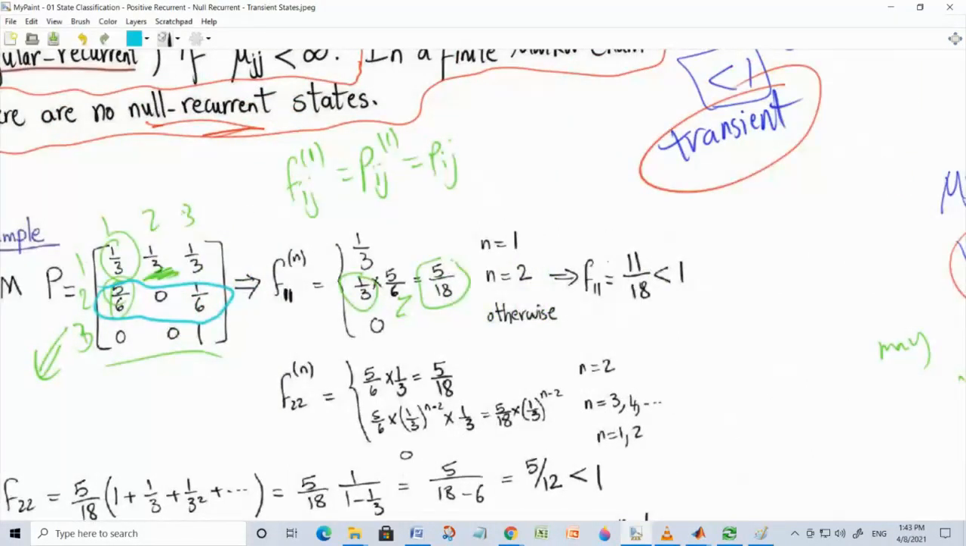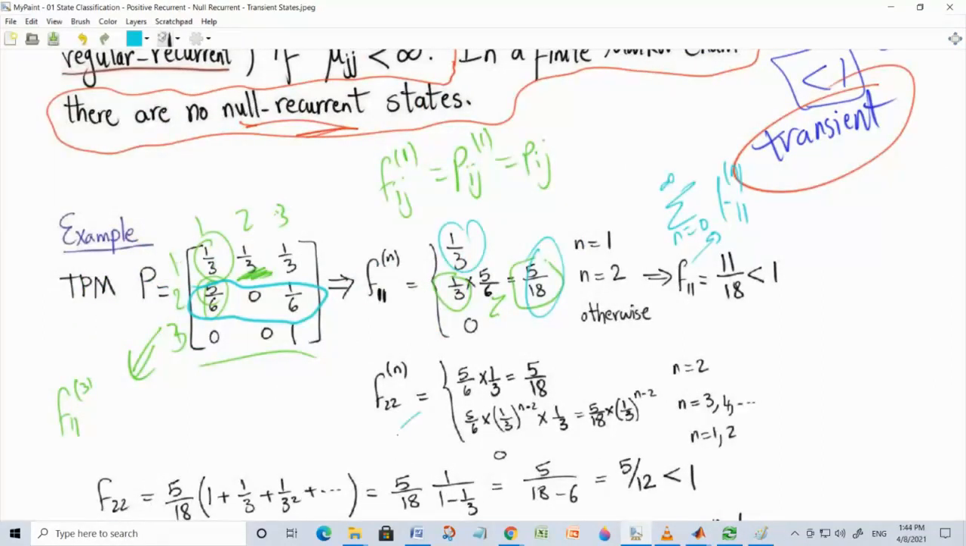So what is the summation, n from 0 to infinity, of F11 of n? It is just the sum of these 2 numbers, 1/3 and 5/18, which is 11/18, which is less than 1. So state 1 in the given chain is a transient state. It is transient, okay?